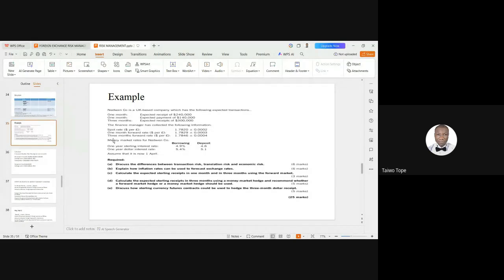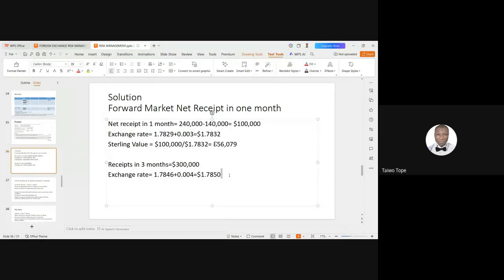$300,000. So coming to the forward rate, the forward rate based on 3 months is what? 1.78 plus 0.004. Since we are receiving, you understand, we use the higher value, and that is what we are doing here.